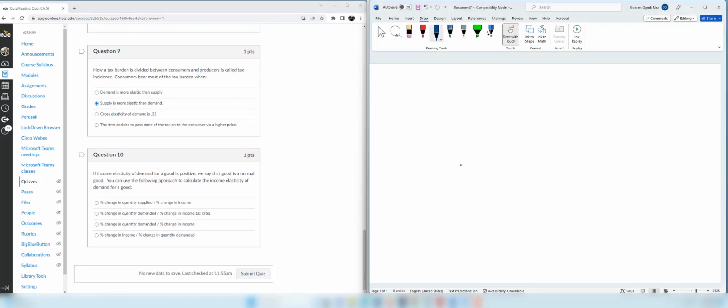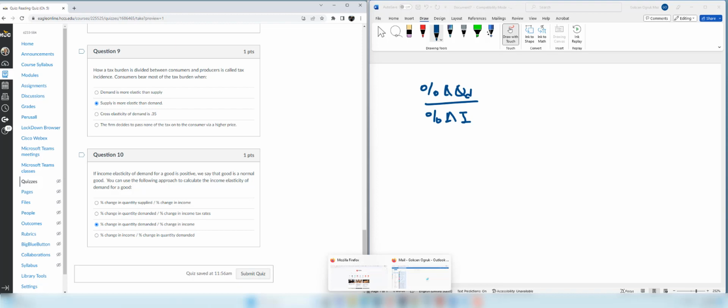Question 10 is about income elasticity of demand. Remember, we can calculate elasticity for each determinant of demand and supply. Income is one of the determinants, and we can calculate income elasticity of demand as follows: percentage change in quantity demanded divided by percentage change in income. So we want to know, if consumers' income increases, how much the quantity demanded changes. Therefore, we need to find out which answer is correct. The numerator is percentage change in quantity demanded and the denominator is percentage change in income. So these are the questions from the reading quiz.